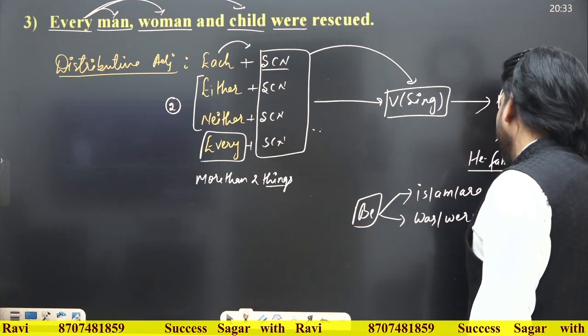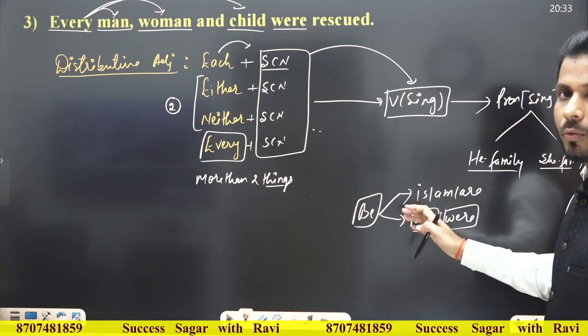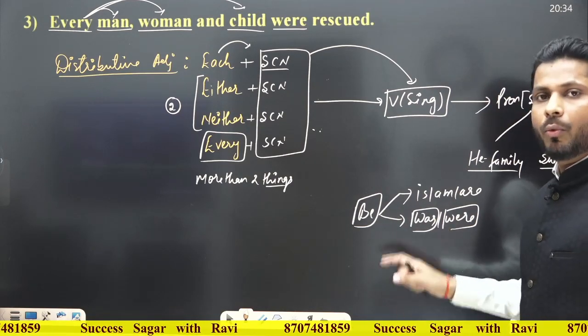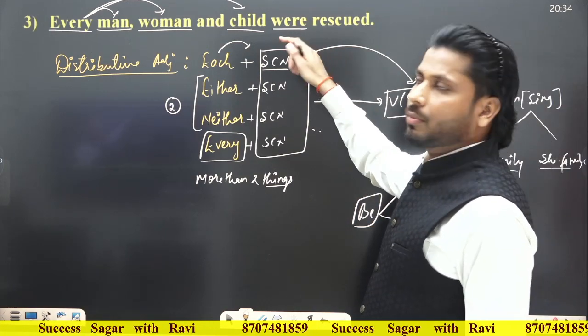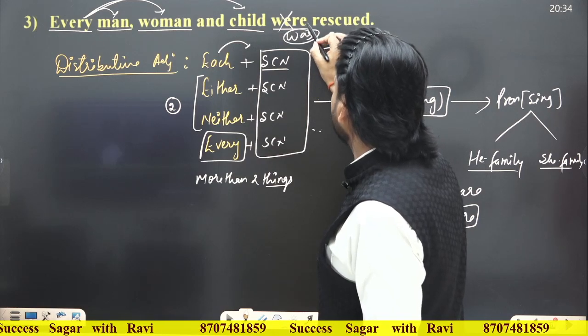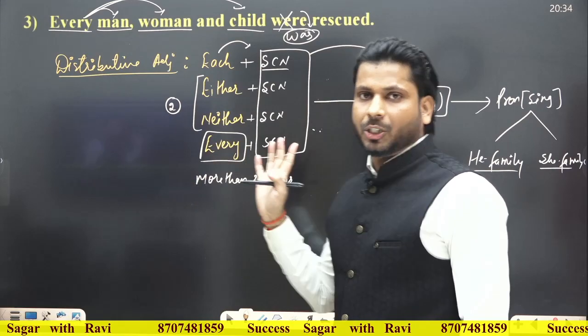Was, were. This is the second form of the verb. This too is the second form of the verb. But was is a singular number verb, whereas were is the plural number verb. Here we have to use the singular number verb. So remove were and use was. It means were should be replaced with was. So this is the explanation, right?